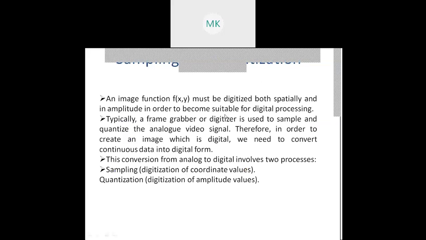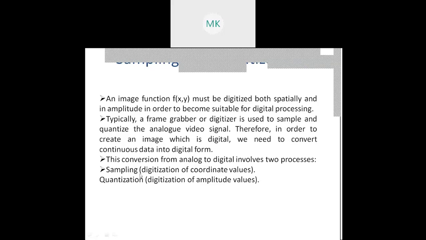So what is sampling and what is quantization? If we consider the image function f of x comma y, it must be digitized both spatially, that is in space, and in amplitude, that is in intensity, in order to become suitable for digital processing. Typically a frame grabber or digitizer is used to digitize the analog video signal. So in order to create the image which is digital, we need to convert the continuous data into digital form. This involves sampling and quantization.